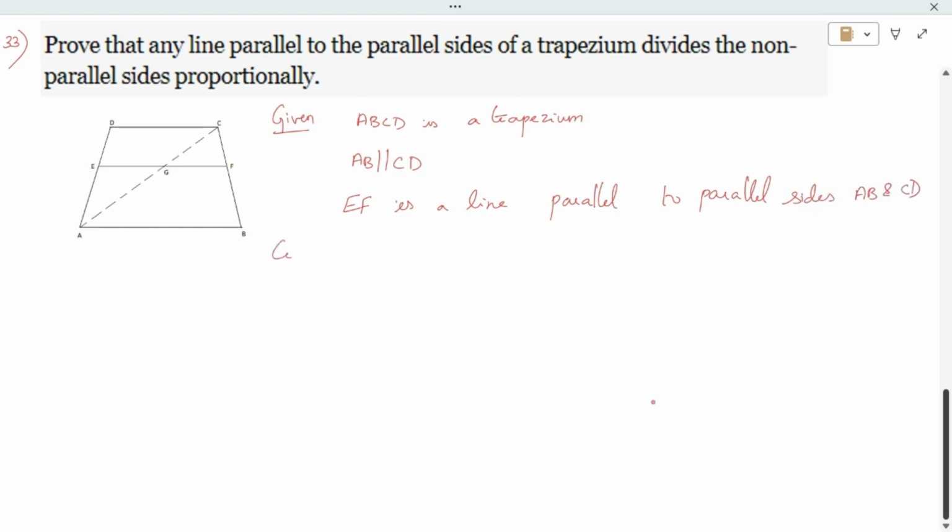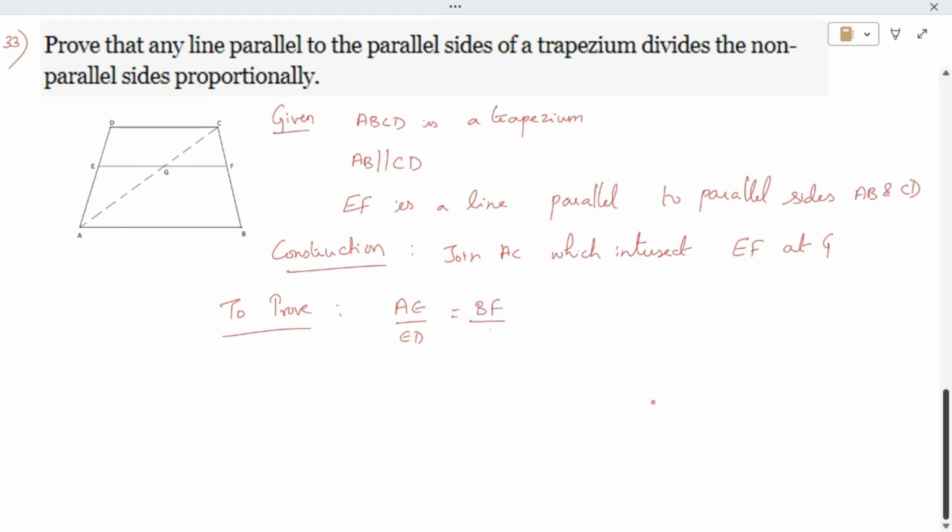Okay. So now what is the construction? I am just joining AC, okay, which intersects EF at G. So now what I have to prove? To prove AE by ED, the sides of the non-parallel sides are in proportion, isn't it? So AE by ED is equal to BF by FC. Okay, so what is the proof?